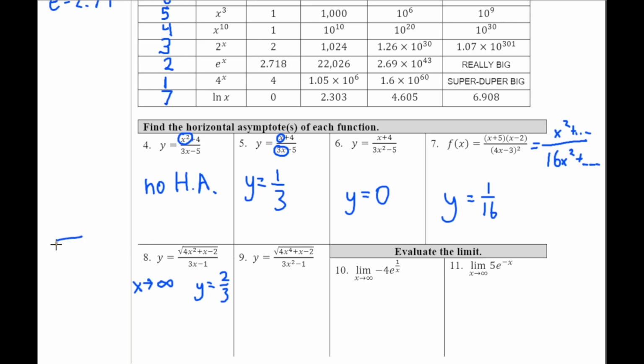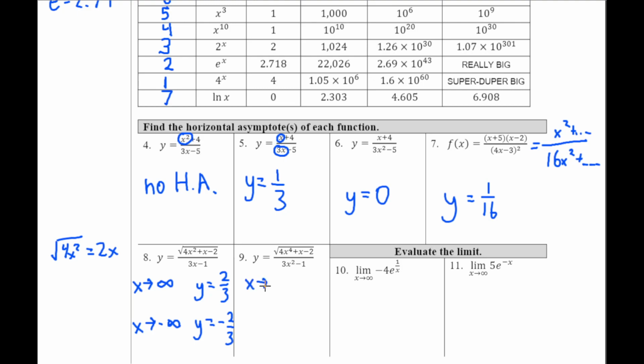If you recall, we have a 2x on the top and 3x on the bottom, so y is equal to 2/3. However, if x goes to negative infinity, the top is still going to be a 2x, but the bottom is now going to be a negative 3x because x is negative. So you're going to have a negative 2/3. Again, anytime you see square roots, you have to be careful.